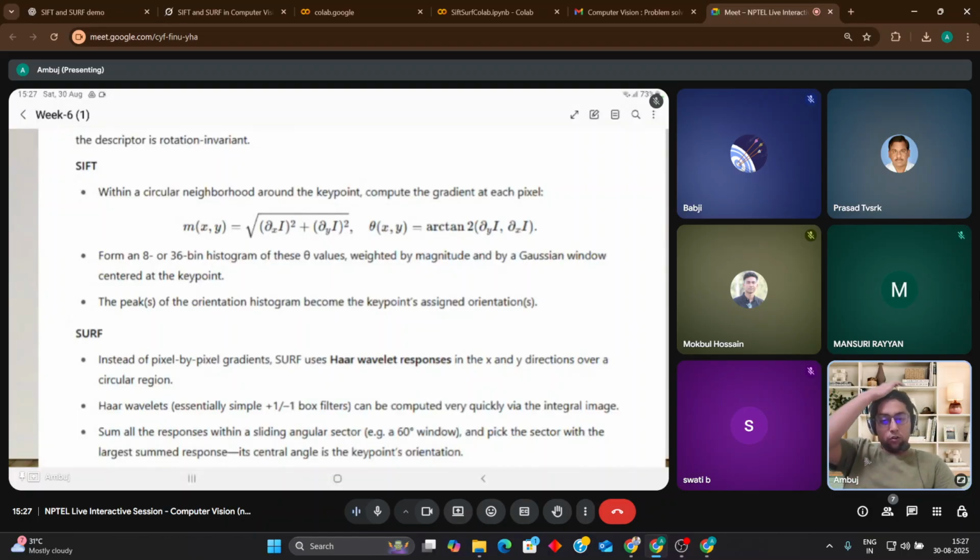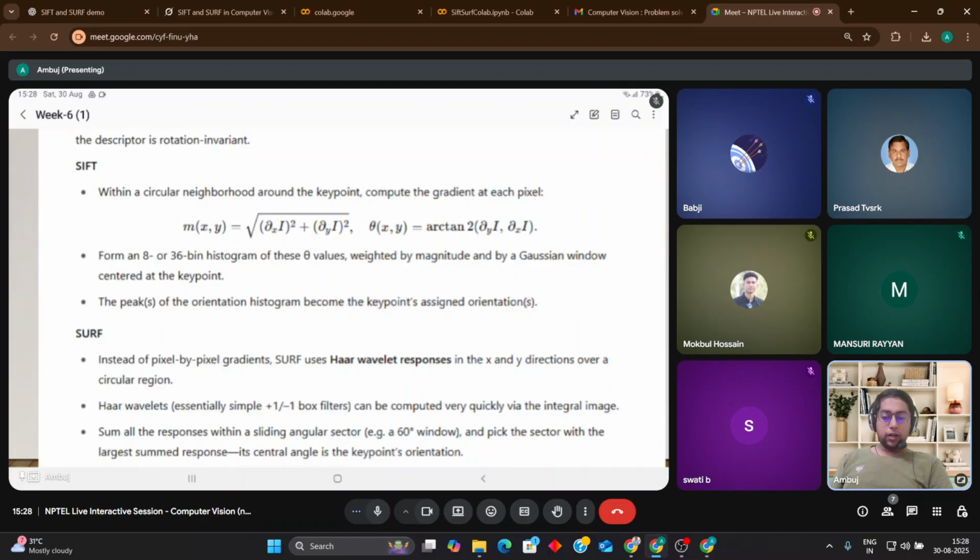Then you form an 8 or 36 bin histogram using these theta values, weighted by magnitude and by a Gaussian window centered at the key point. Then the peak of this orientation histogram will be the key point's assigned orientation.